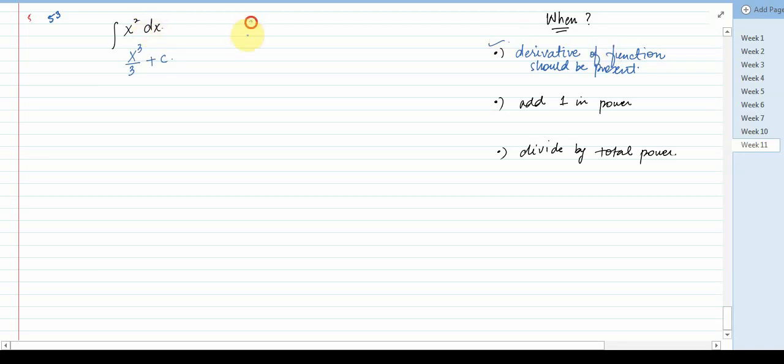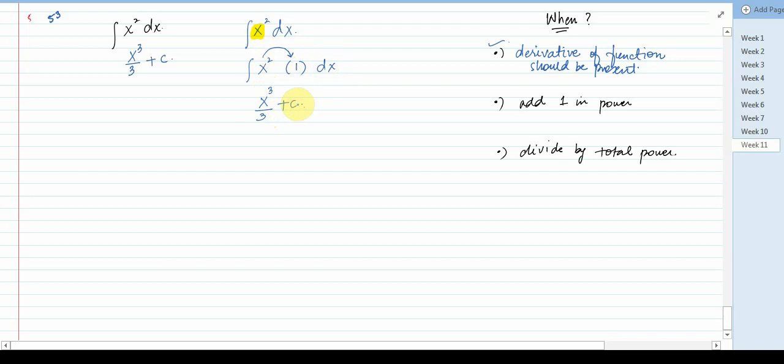If we talk about the function x squared dx, what is the function in it? The function is x only, right? What is the derivative of x? The derivative of x is 1. So if I write in this form, integral of x squared times 1 dx, the derivative of this function x is present with it, right? So when the derivative is present, all we need is to add 1 to the power and then divide it by total power. So that is the method of integration.